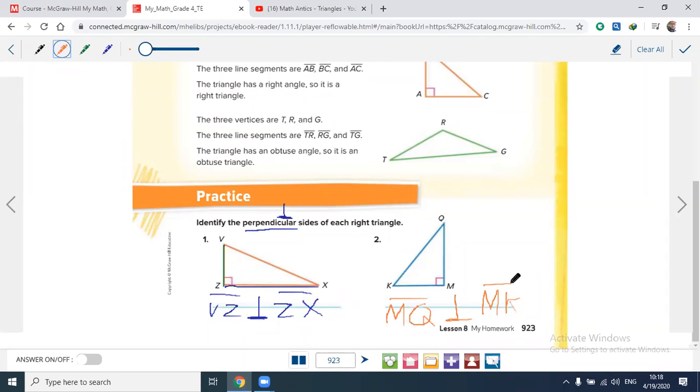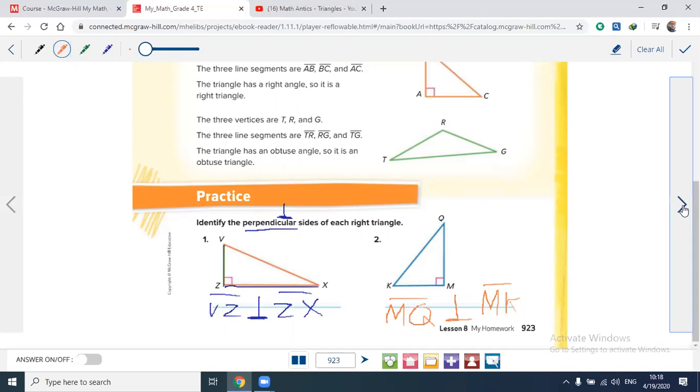Okay, is it clear, guys? Have you done this? Okay, right now, please. So any right triangle has two perpendicular sides that form the right angle, or the square corner.